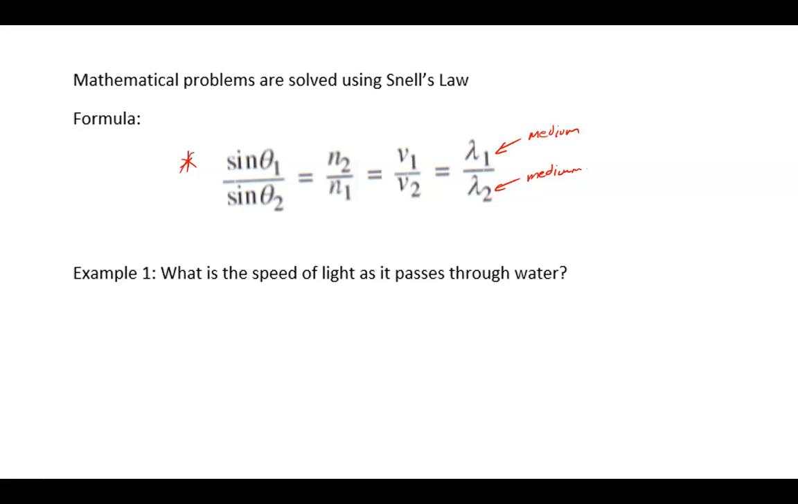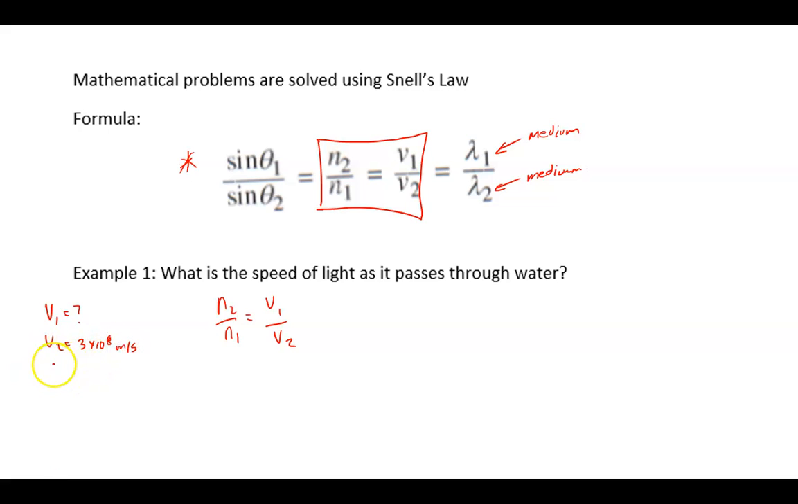So if we take a look at what the speed of light is as it passes through water, we're aware of the indexes of refraction, and we're looking for the velocity, so we're going to use this portion of the formula. n2 over n1 is equal to v1 over v2. Because we're looking for the speed of light passing through water, we will call that v1, what we're looking for, and v2 being 3 times 10 to the 8 meters per second.